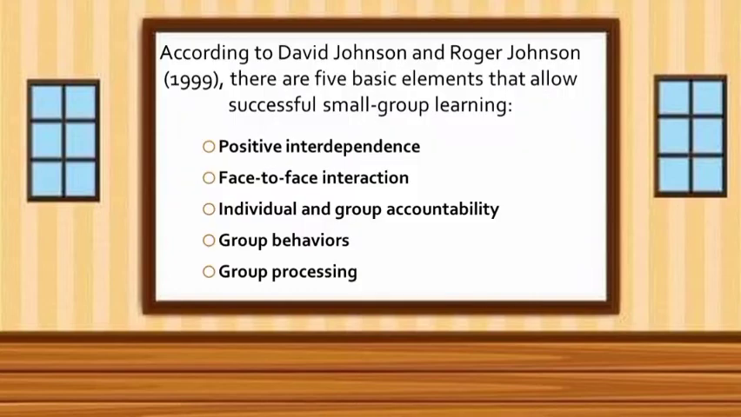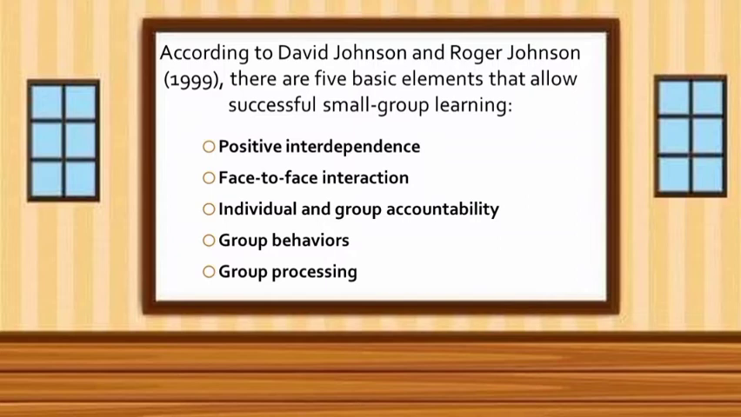According to David Johnson and Roger Johnson, there are 5 basic elements that allow successful small group learning. Positive interdependence. This is when students feel responsible for their own and the group's effort. Face-to-face interaction. Students encourage and support one another. The environment encourages discussion and eye contact.